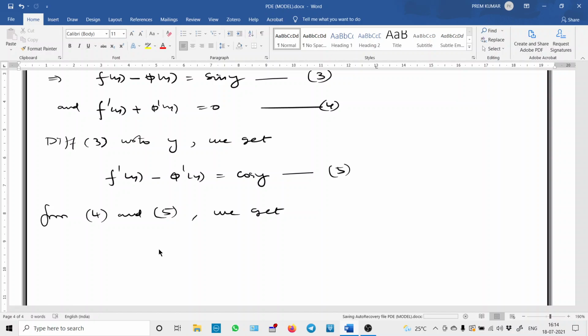Okay, so we get like this, and using this in equation 4, we get pi dash of y equals minus 1 by 2 cos y. That's all. So this is f dash of y. So what is f of y? Integration. Integrate with respect to y throughout.